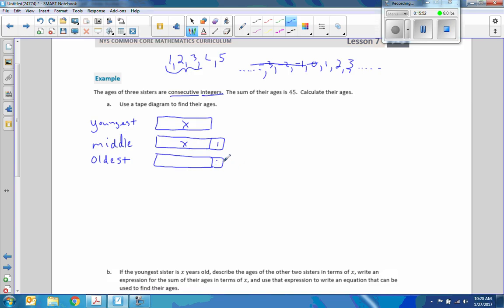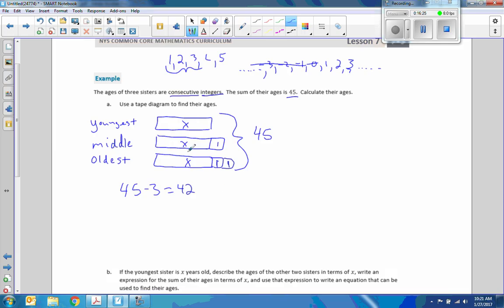Oops, I don't want a 2 there. I want a 1 here, and then I want another square that represents 1 there. So that's a 1, and that is X. Okay? So all 3 of these add up to 45. So there's a certain year, and then that year plus 1, and then that year plus 2. So I take 45 minus 3. These 3 years right here equals 42.